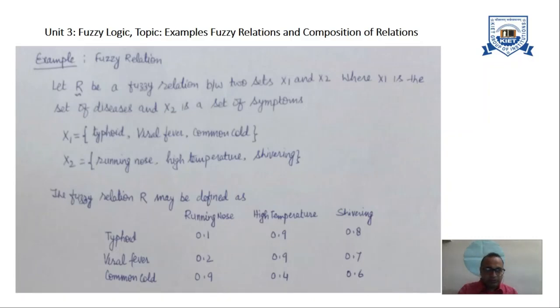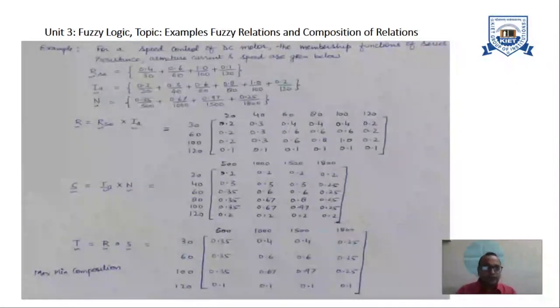So now let's come to another example. See here, there is one more example which we are going to understand. Here we are told that there is a DC motor, and the membership functions of the series resistance, the armature current, which is the current flowing in the DC motor, and the speed of the motor are given. So these three are given as three different fuzzy sets.